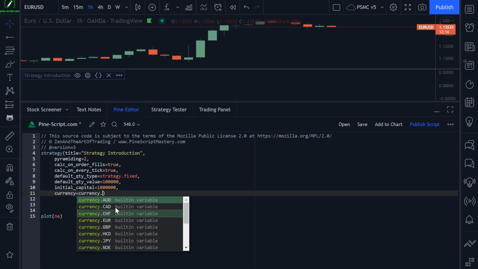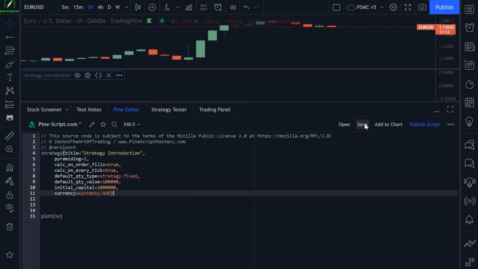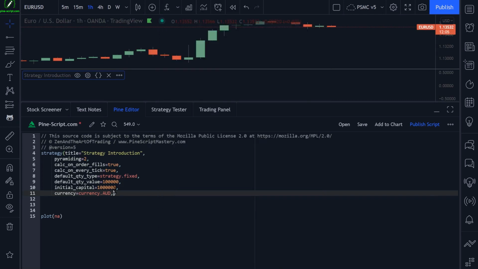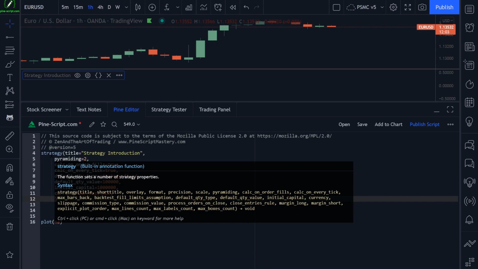Let's change it to Aussie dollars. Save my code. Now when I open up the properties menu, our base currency is set to Aussie dollars. So that's how you override your currency. What do we have next?